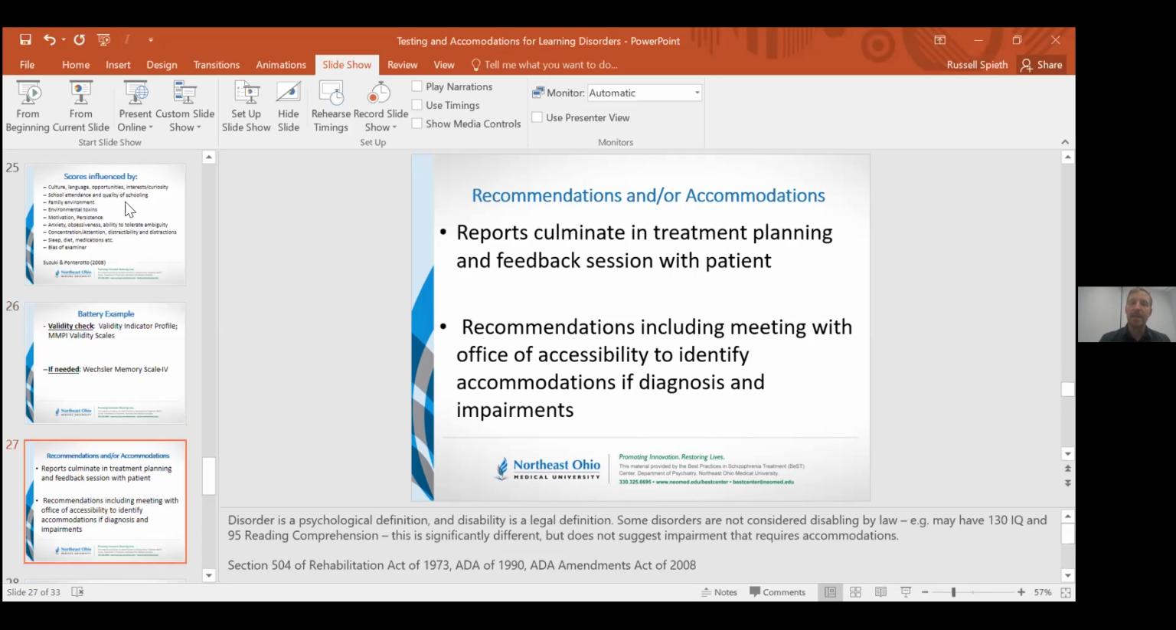And essentially what happens is you're synthesizing all that information, which is really the fun and interesting part for me. You then try to determine, okay, what's a treatment plan that makes sense? And then you provide all that information to your patient and come to some agreement of what things mean. Oftentimes if you're in higher education, the recommendations include meeting with the Office of Accessibility.